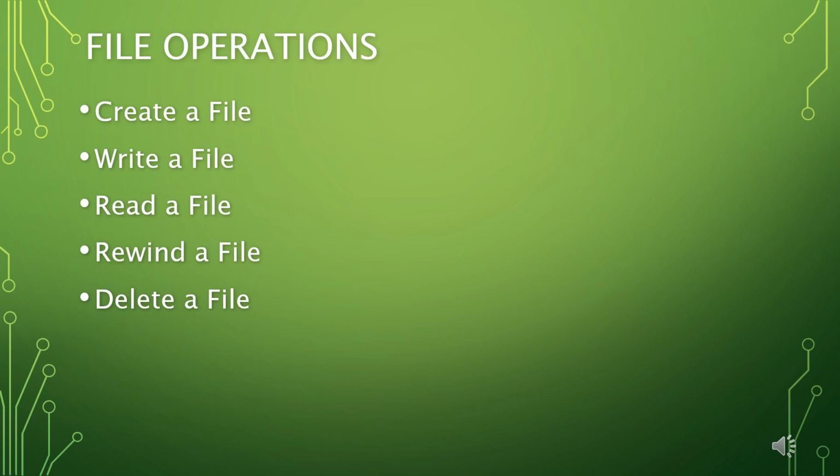Next is rewinding a file. The directory is searched for the appropriate entry and the file is reset to the beginning of the file. Last one is deleting a file. To delete a file, again the directory entry is searched, and if that file is found, it releases the memory space and the directory entry now becomes invalid.